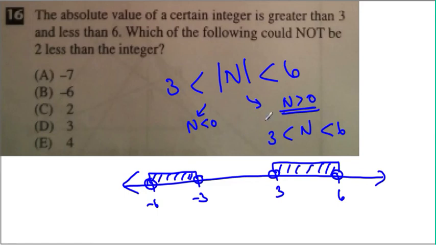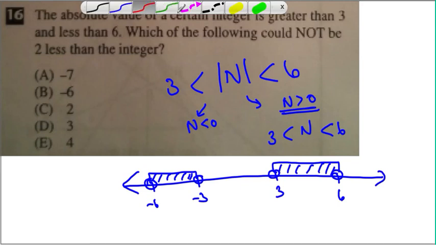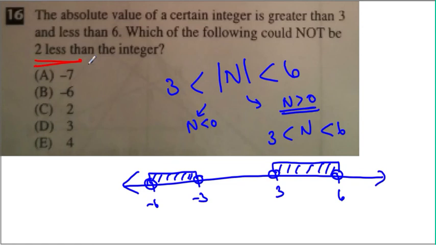Now, which of the following could not be 2 less than the integer? 2 less than the integer means, less than implies subtraction. So instead of 6, now we're going to have 4. Instead of 3, we're going to have 1. 2 less than those integers. We are looking at the values between 1 and 4. Here it becomes negative 5. Here it becomes negative 8. So we are looking for the numbers in between those two.